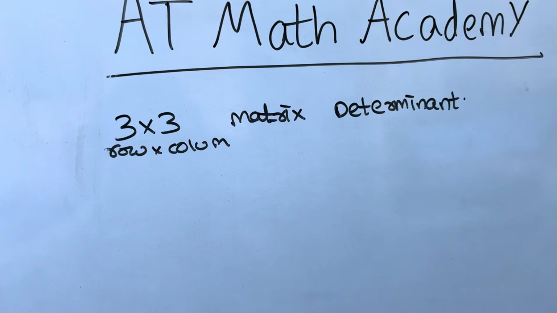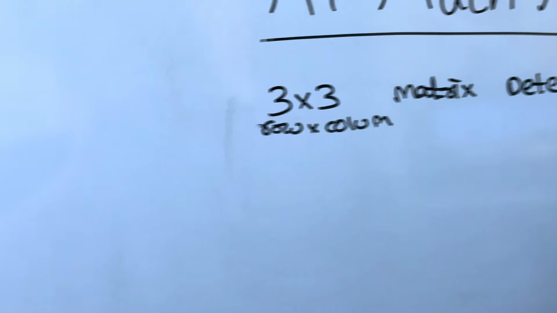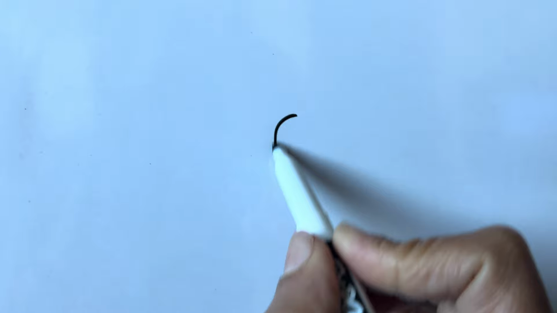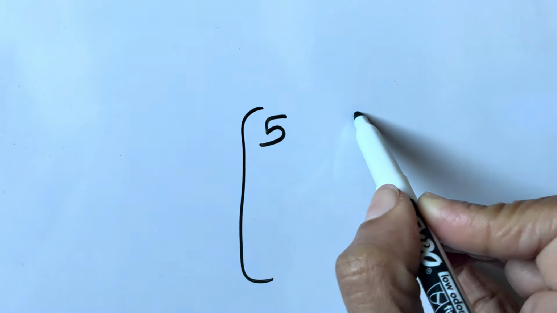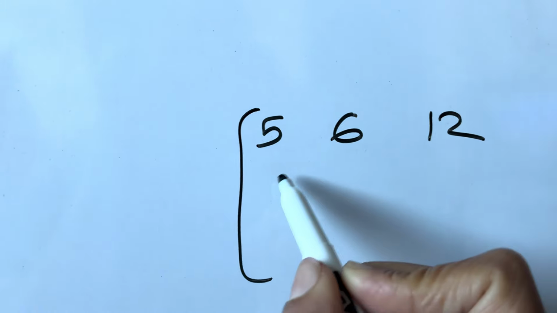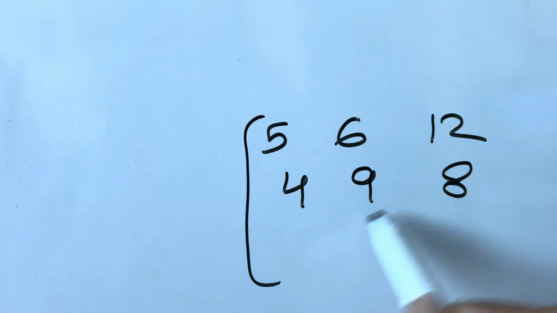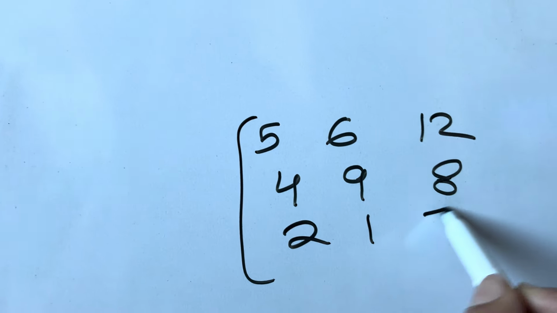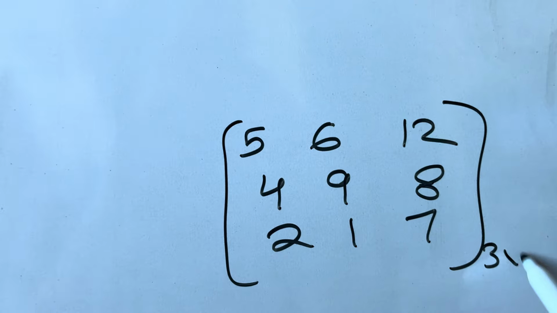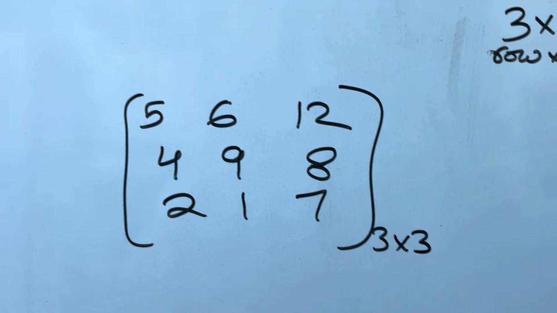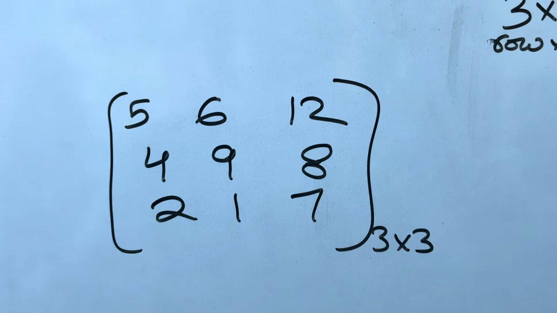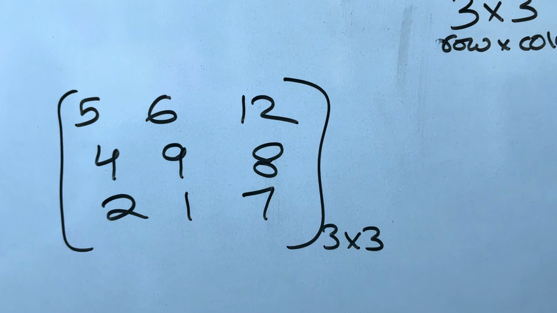Topic for today is 3 by 3 matrix determinant. So let's start by taking an example of a 3 by 3 matrix, which is 5, 6, 12, 4, 9, 8, 2, 1, 7. So this is my 3 by 3 matrix, and for finding the determinant of this 3 by 3 matrix, we should be finding the cofactor for the matrix.